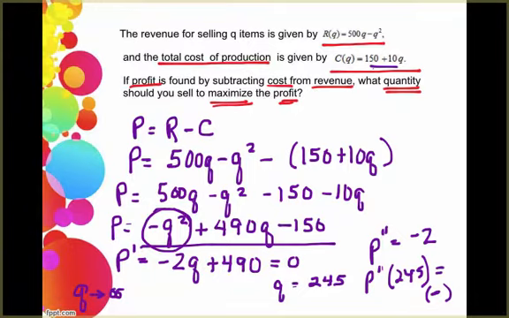So as Q approaches infinity, negative Q squared is going to be so large that you're never going to be able to make money. You'll always lose money. So looking at my two endpoints of Q is 0 and Q is infinity, I can exclude those. So I now know that if I want to maximize my profit, I need to sell 245 items of whatever I'm producing.